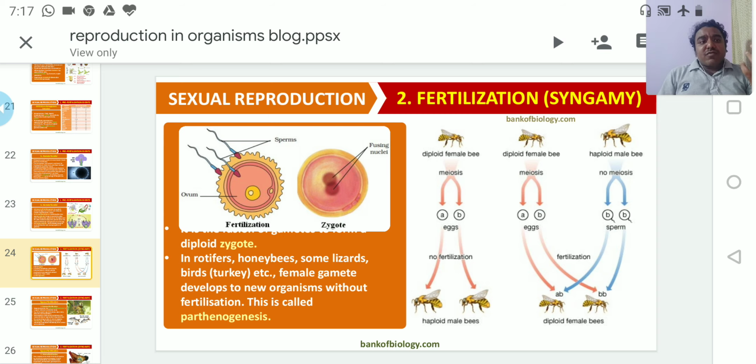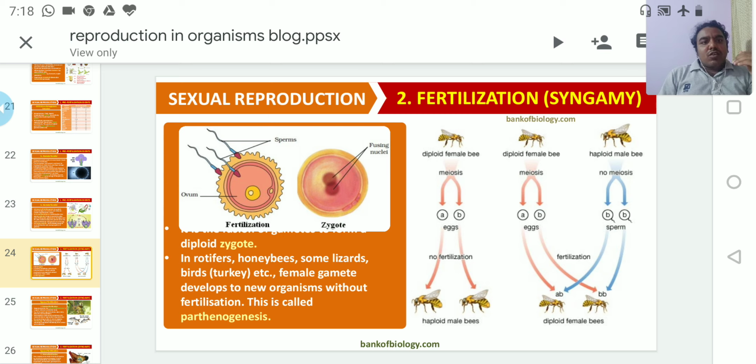There are a number of cases where they don't get the male organism, or only female organisms are present. Consider honeybees. If they don't undergo parthenogenesis, what may happen? There will be no further generation at all. For survival during the period of evolution, this is one of the secrets behind their success, in the absence of males also. So then they undergo parthenogenesis.